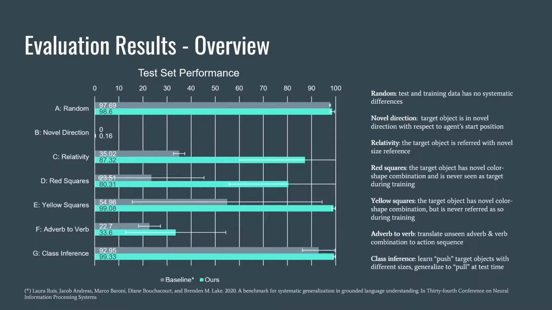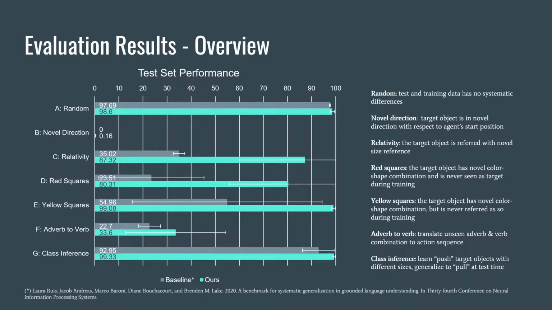The yellow square test split is a bit simpler than the red square test split. The idea is that the target object has a novel color-shape combination, but it's never referred to as such during training. So for example, maybe during training we do see an object such as a red square as the target, but in the training natural language commands, we always refer to it as the big square or the small square. But at test time, we need to refer to it as, for example, move to the red square. And this would be out of the distribution of the training set for the yellow square test split.